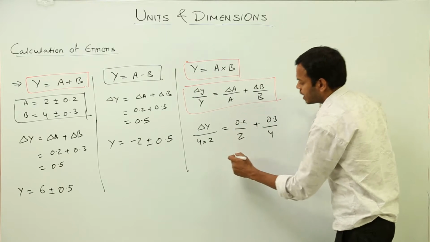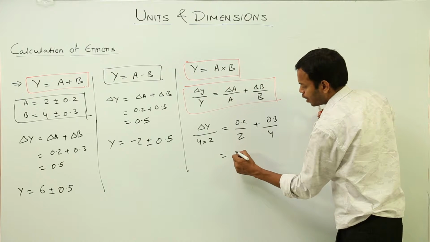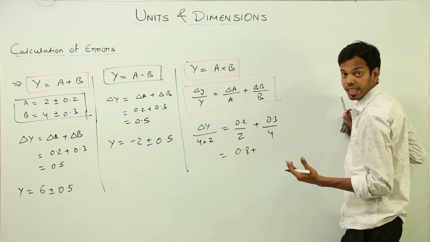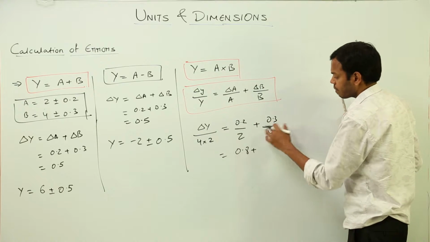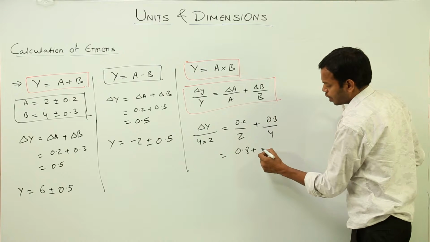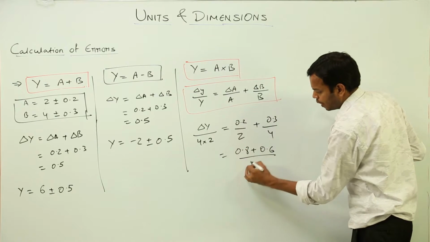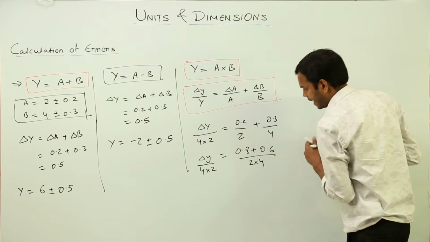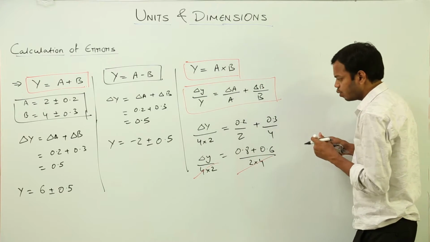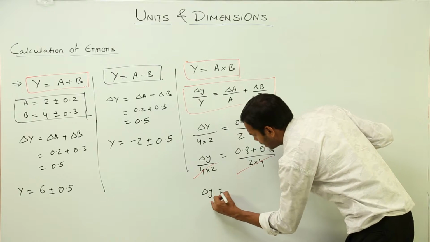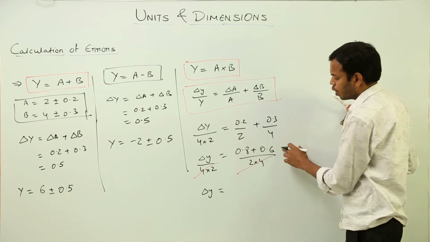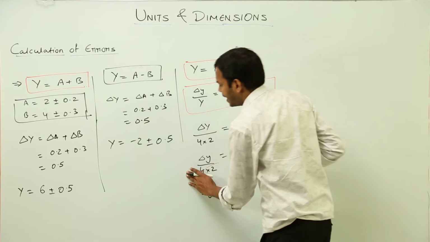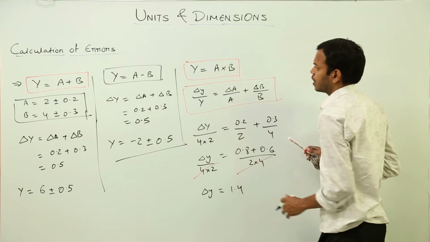So how do we calculate this stuff? This would be 4 into 0.2, which is 0.8, plus 2 into 0.3. What I am doing is taking the LCM and cross multiplication. So 2 into 0.3, which is 0.6, over 2 into 4, right? Here delta y is, so I can cancel out these two terms and I'll get delta y is 0.8 plus 0.6, which is 1.4.